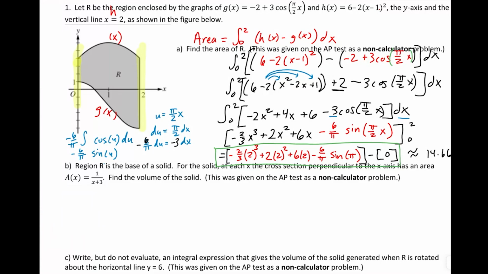But you don't necessarily need to do that. You can leave it the way it is. Doing 6 divided by pi is going to cause you problems no matter what.